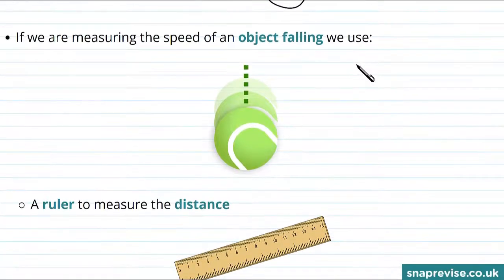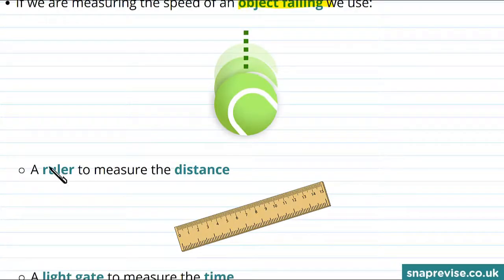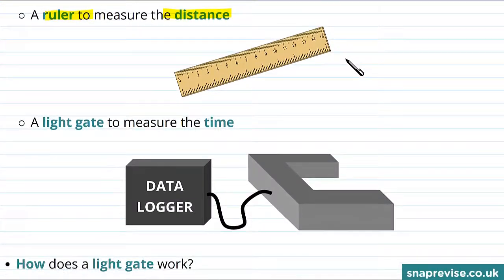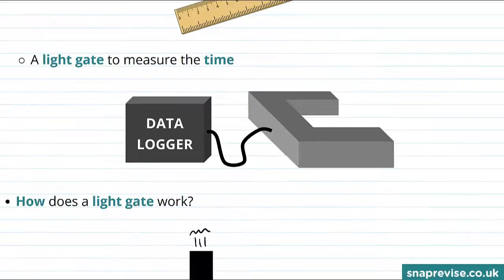On the other hand, if we're measuring something like the speed of an object falling, whilst we can still use a ruler to measure the distance, we have a problem with measuring the time. The problem is that when you do something like drop a ball, then it drops so fast that human error can really get in the way of trying to time how long it has been moving for. Because of this problem, we need to try and find a more accurate way to measure the time.